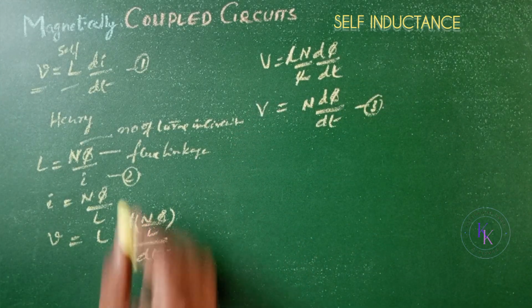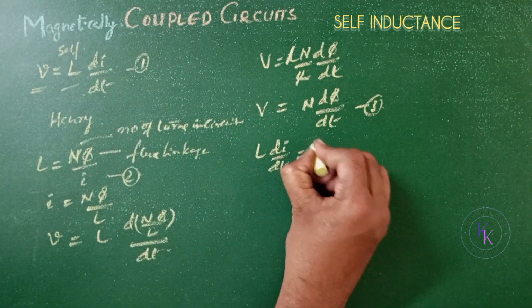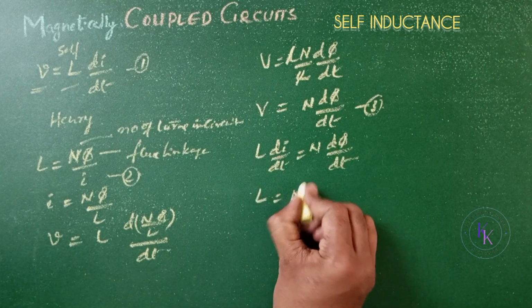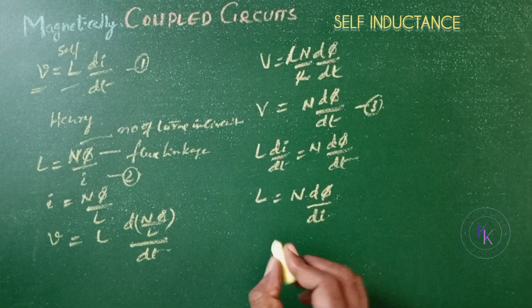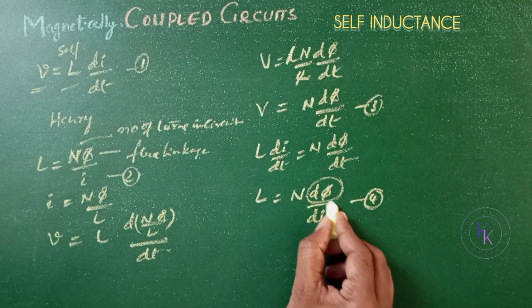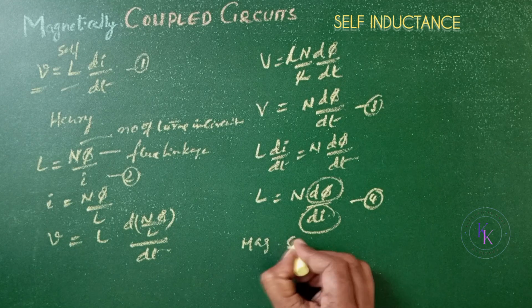Now, comparing with equation 1, we can say that L di by dt equals N d phi by dt, from which L equals N d phi by di. This is equation number 4. It gives the relation between the magnetic flux as well as the current, and it represents the magnitude of self-inductance.